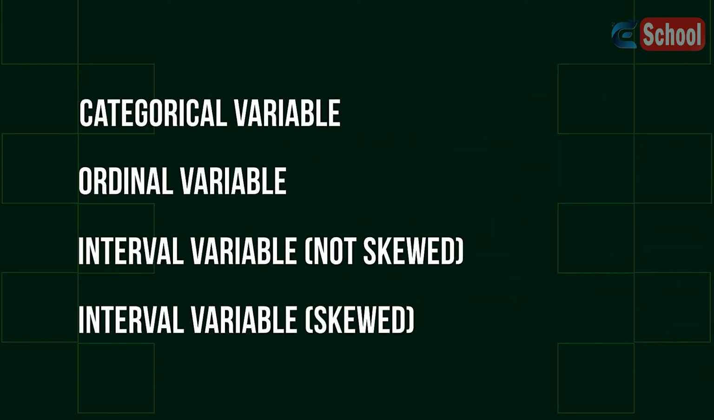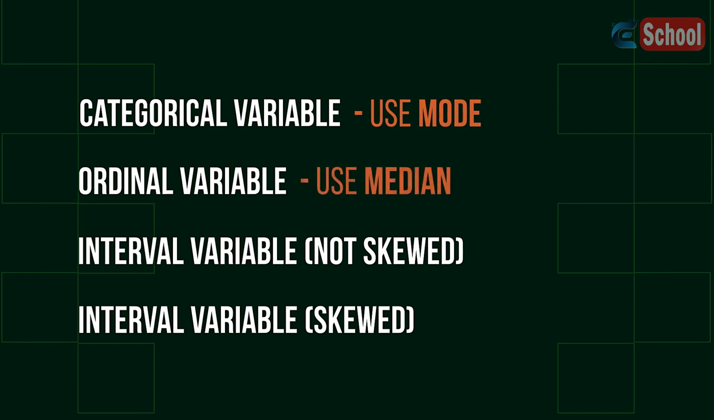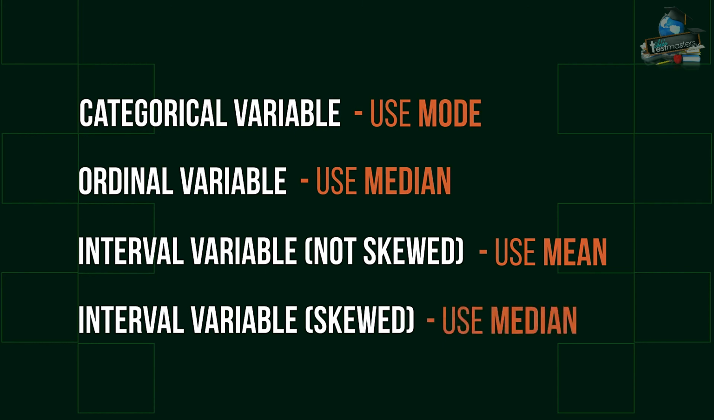There are many other situations and their corresponding averages, but in most cases, for a fast evaluation, you can apply the following rules that we've learnt from this lesson. For the categorical variables, use mode. For the ordinal variables, use median. For interval variables that are not skewed, use mean. And finally, for skewed interval variables, use median.